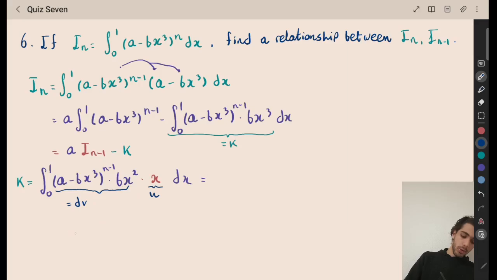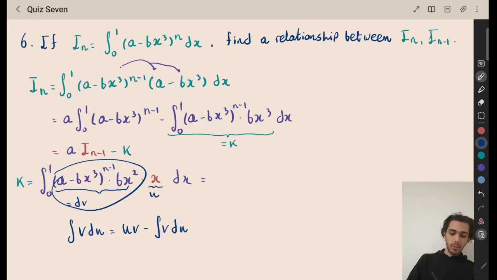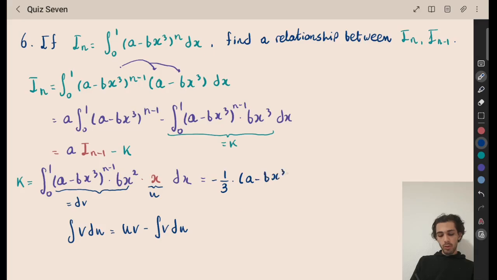Now remember, it's as follows. So this is dv. If this is dv, then here's what v is going to be. It's going to be minus 1 over 3 times (a minus bx cubed) to the n, divided by n.